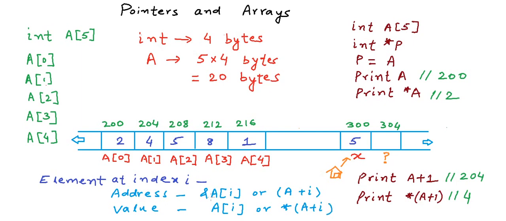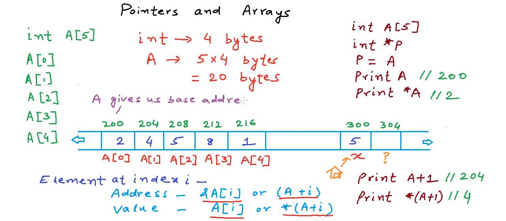Now this is an important concept. We can write ampersand AI or a plus I for each other and they mean the same, and we can write AI or asterisk a plus I for each other and they mean the same. The address of the first element in the array can also be called the base address, and simply using the variable name a gives us the base address of the array.